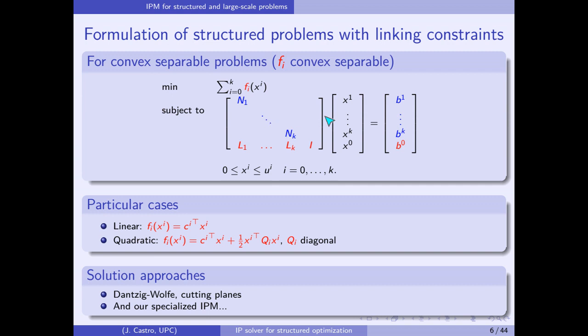Basically, they mean that Ni times xi is equal to bi, okay? And in the objective function, we have k different terms with functions fi associated to each of the blocks of variables. These functions can be either linear or quadratic, even convex, okay? The only restriction for this method, for the efficiency of the method, is that the Hessian of these functions will be diagonal matrices, okay? So if we have a quadratic problem, the Q matrix defining the quadratic term will be diagonal, okay? And finally, we have a last group of constraints, the linking constraints, that basically couple all the groups of variables.